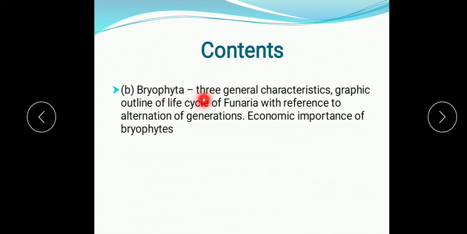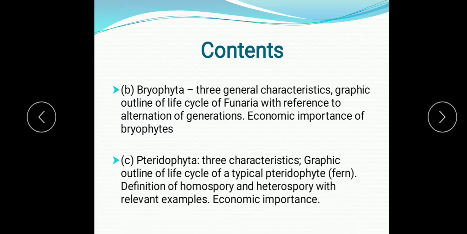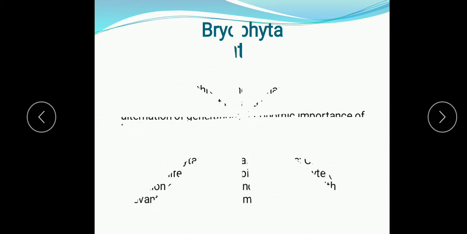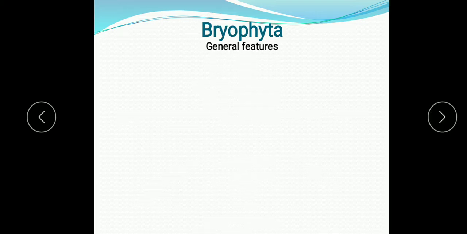In Bryophyta: three general characteristics, a graphic outline of Funaria, only the graphical representation with reference to alternation of generation, and economic importance of bryophytes. And in pteridophytes, we will study the three characteristic features, graphic outline of a typical pteridophyte, for example fern, definition of homospory and heterospory with the relevant examples, and economic importance. So we will start with the Bryophyta.